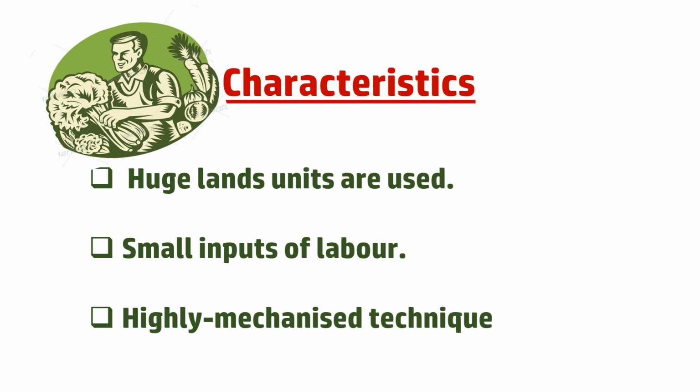So obviously there is no scarcity of land. Land is enough, so they have huge land units and small inputs of labor, so labor is required less, fewer people are required. Then highly mechanized techniques are used, I mean new technical equipment and modern tools are used in order to get more and better results.